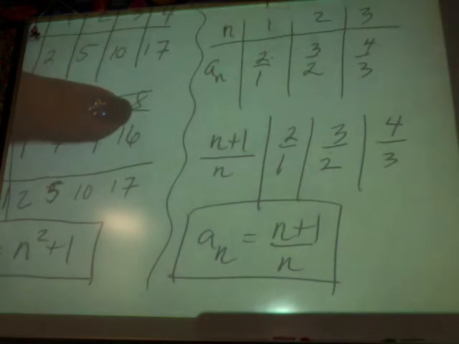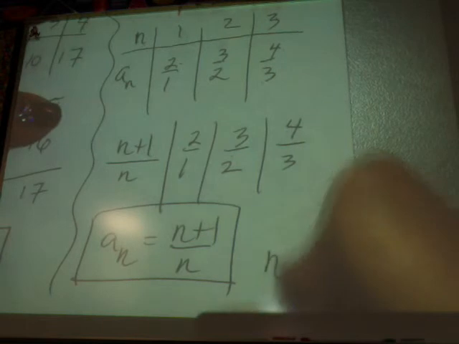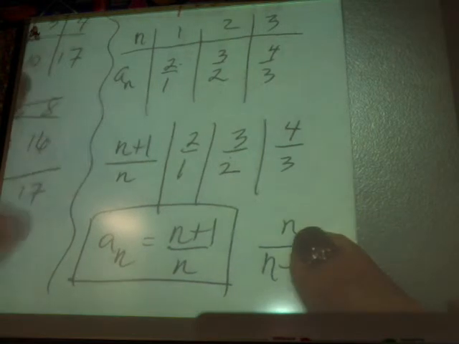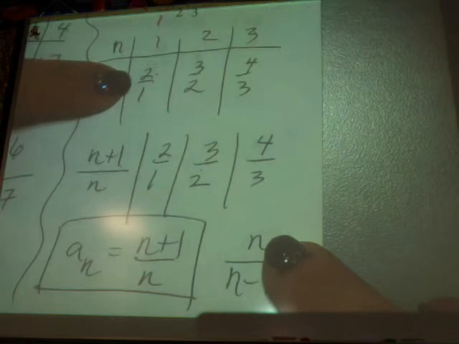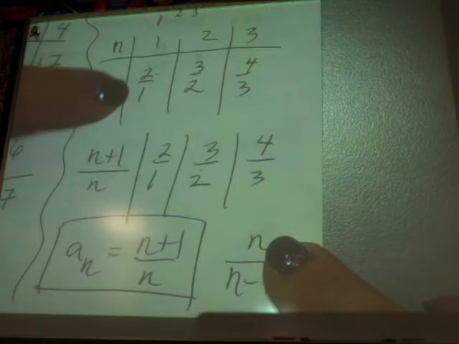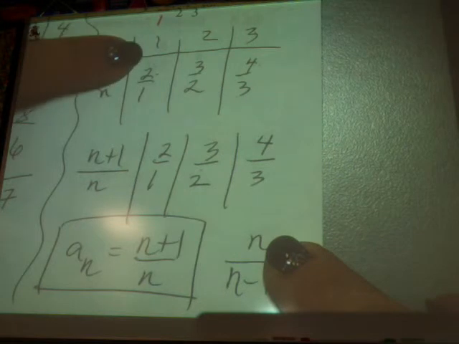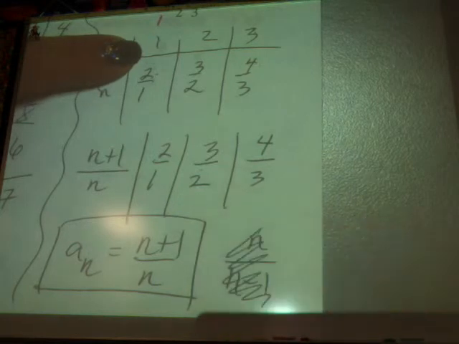Could you do n minus 1 on the bottom? Let's just try it. And then put n on the top. Would you get the same thing? Is that what you're saying? So if I had 1, because n is 1, right? I'd have 1 over 0. So it's a thought, but it doesn't work, right? And all you have to do is play with it. It's a good thought.